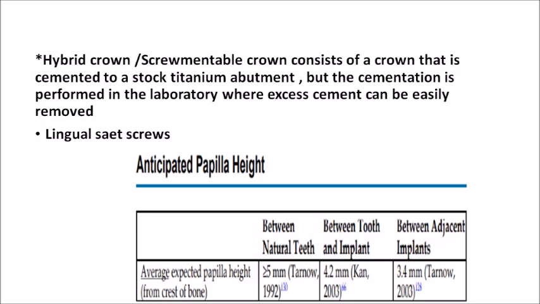When it is between one tooth and one dental implant, we will give some consideration, because whenever we are keeping an implant, it is an external object, and we don't expect this full papillary fill of 5 millimeters. We expect up to 4.2 millimeters. So between a natural tooth and an implant, the expected papillary height is 4.2 millimeters. And when it is between two adjacent implants, it should be at least 3.4 millimeters. At least 3.4 millimeters of papillary height should be maintained between two dental implants.